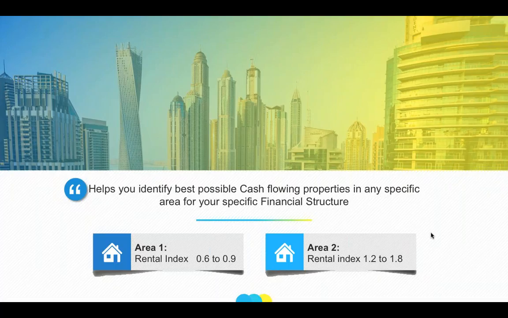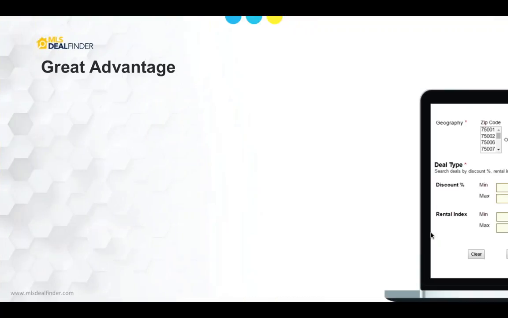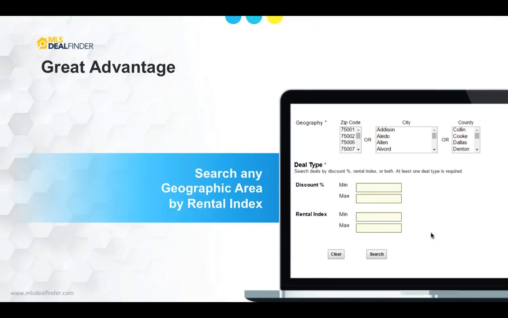First of all, when it comes to buying rental properties, you want to decide on which area, which city, or even which subdivision or neighborhood you want to own properties in, and then you want to look at the general area for what range you're looking at for the rental index, and then you want to find the best ones. Okay, so that's a lot of words. Let's use MLS Deal Finder and use the search function to pick an area and analyze it using rental index.